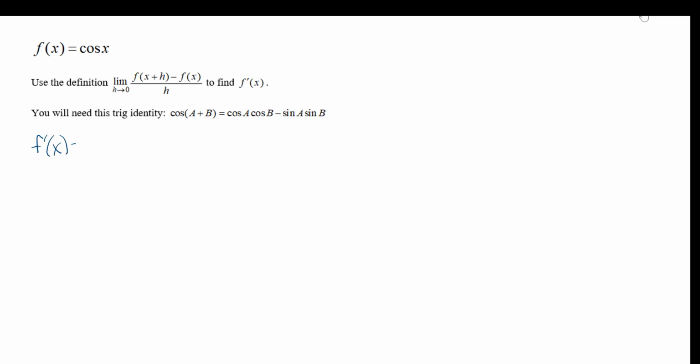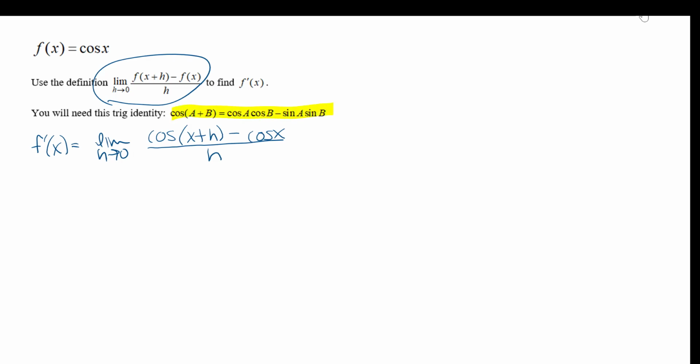F prime of x equals limit as h approaches 0. All right, this time I'm going to go ahead and not write this definition down. It's right up there. We're going to just go ahead and do what it says here. Plug the x plus h into the cosine function, and then minus the original function, cosine of x, all over h. That's just applying that definition to the function we're working with. And then we've got the trig identity that we're supposed to use. We're going to use that on the cosine of x plus h.